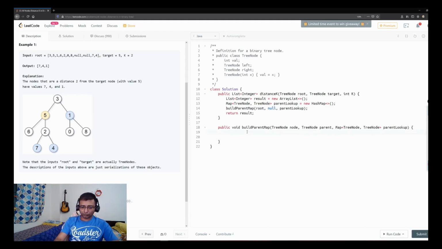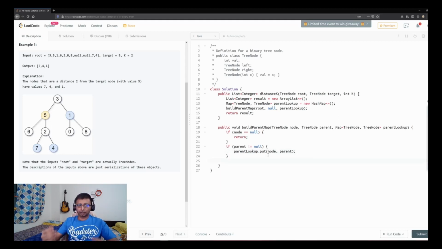What we are going to do over here, first, is have a check because we might get a null. So if node is null, in that case we are not going to do anything. Otherwise, if the parent is not null, because we called with a null for the root, we don't need to put any mapping there since we don't want to unnecessarily put a null value inside the map. So let's say parent lookup dot put. If the parent is not null, we are going to put the node along with its parent, right? Otherwise, this function will go into a recursion.